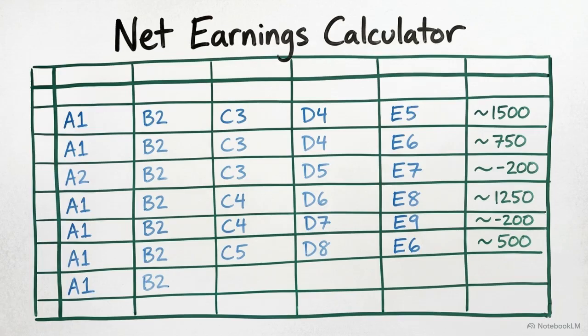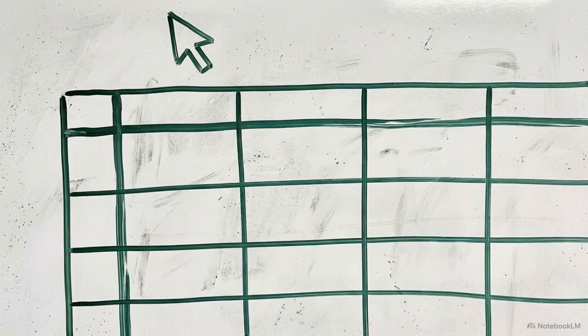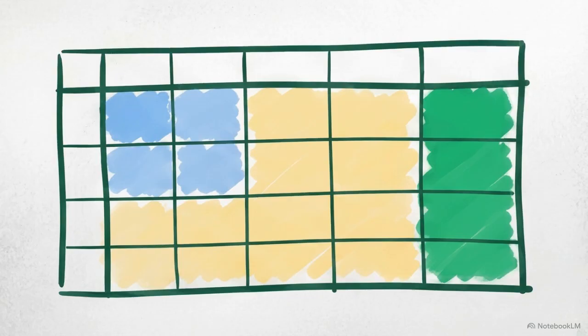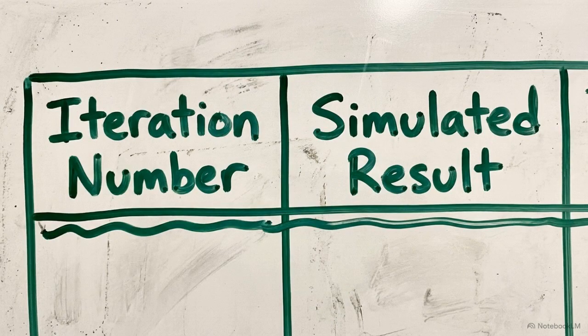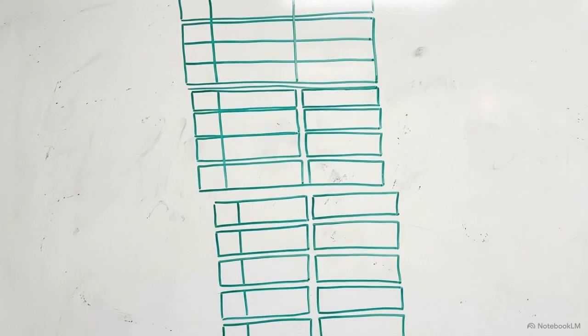We start with a standard spreadsheet already built, like a simple net earnings calculator. First, organize the workspace. Separate the sheet into 3 specific color-coded areas: blue for our input variables, yellow for the calculations engine, and green for our final target output metric. Next, set up a blank tracking table on the left side of your screen. Give it 2 columns, iteration number and simulated result. This is where we will log the thousands of scenarios we are about to generate.